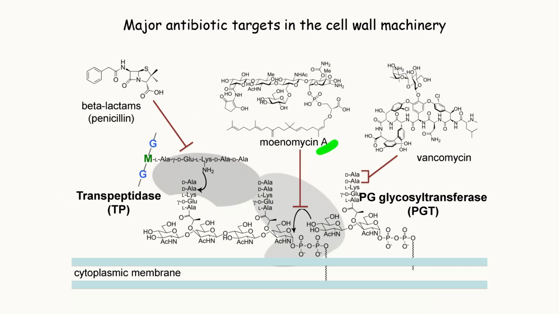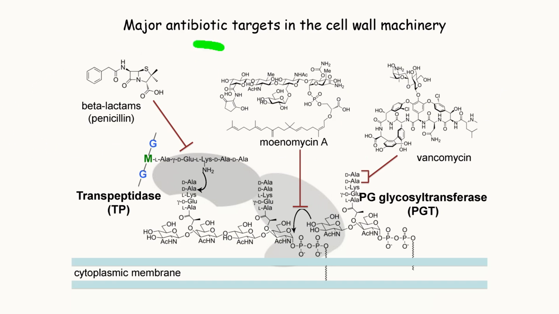Moenomycin, what does this look like? This is sort of amazing. It's got this lipid thing hanging off the end. That's a natural product. It binds also to the glycosyltransferase, and people are actively investigating this. You can imagine this is not so easy to make as a new antibiotic. And then we have vancomycin, and vancomycin is able to bind D-alanine. So these are all natural products that target the cell wall.